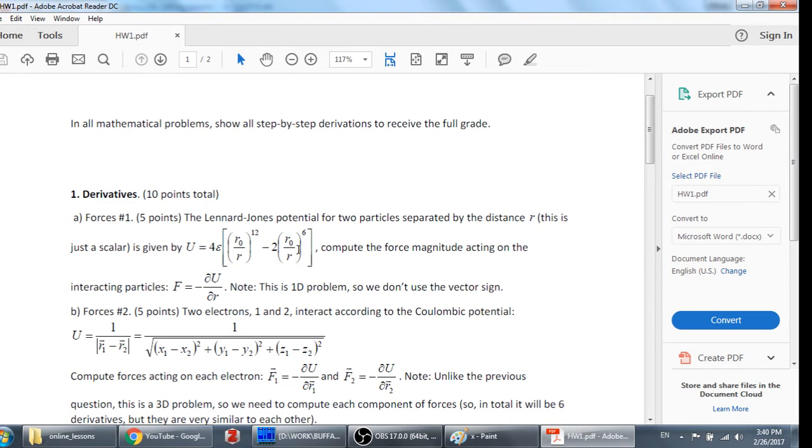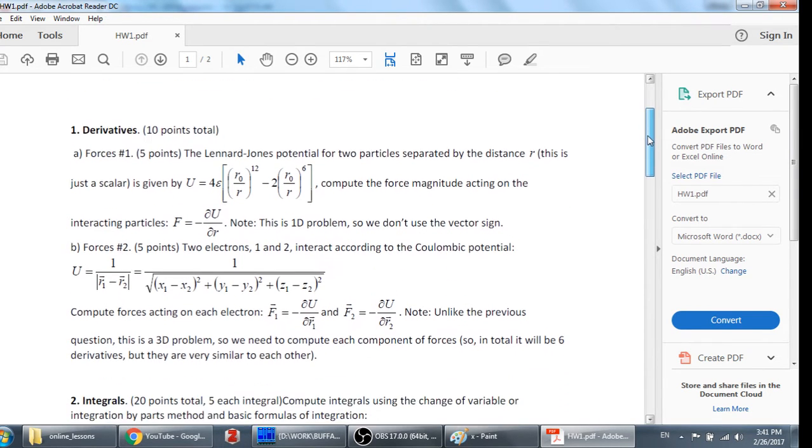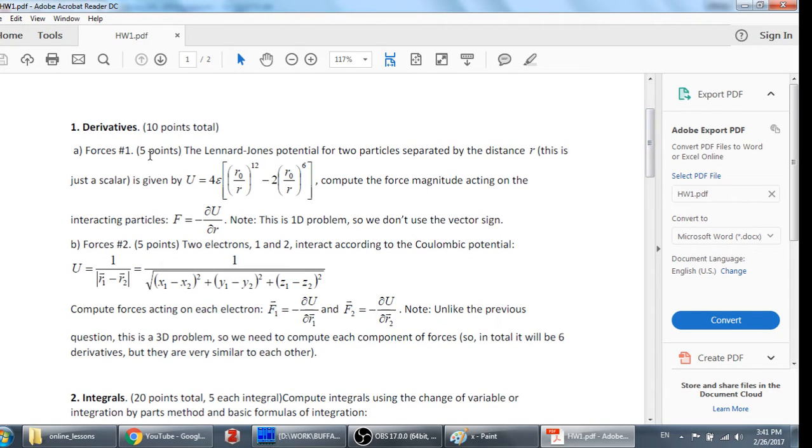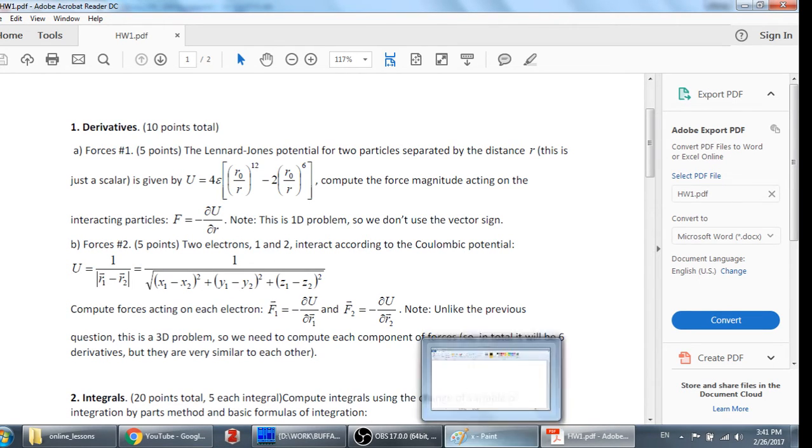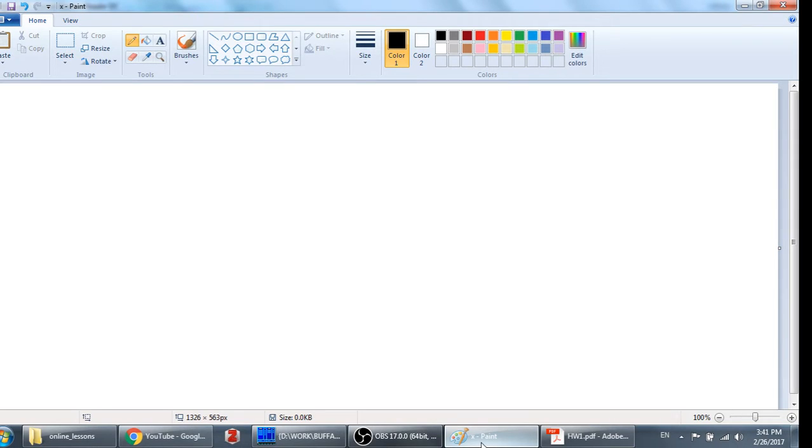Okay, so let's go through several of the topics we had in homework number one. Number one is derivatives, and as an example, we had this Lennard-Jones potential, and we wanted to compute the forces, which are negative derivatives of that potential with respect to the coordinate. So here is the paint file, and I'll start my drawing here.